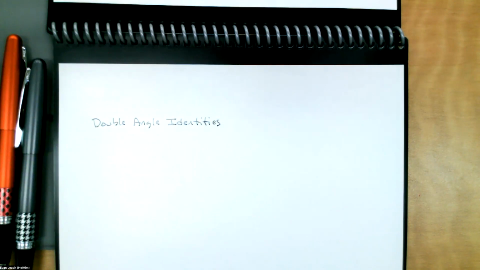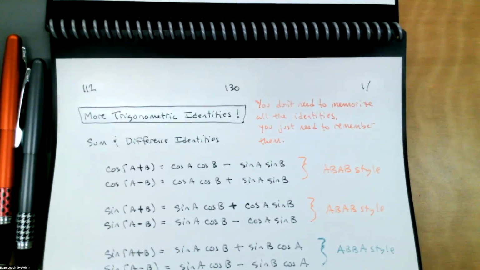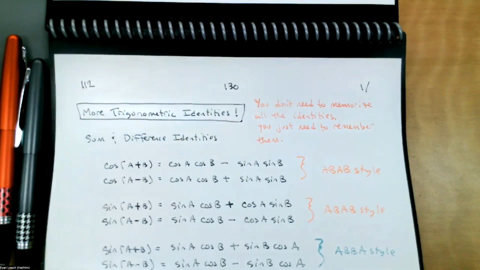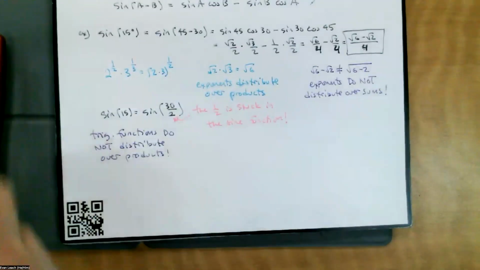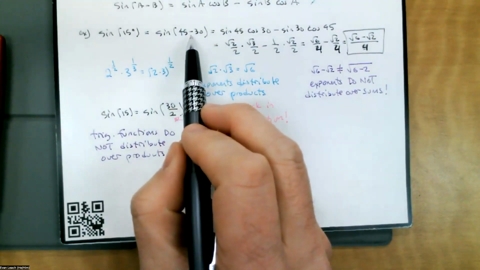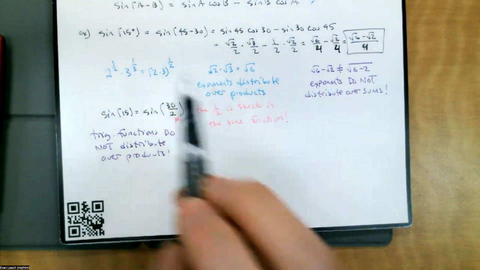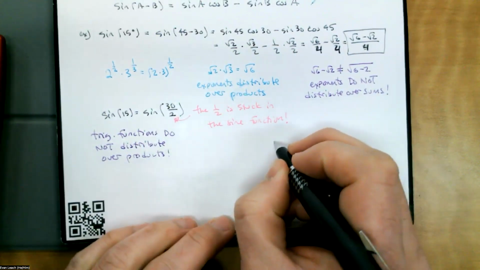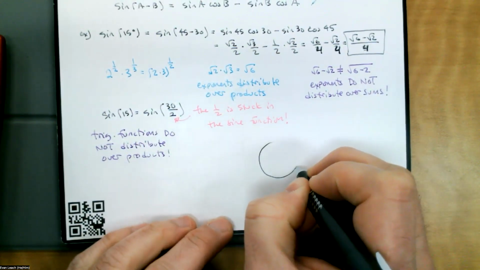A and B are just any two angles. Yeah, it could just be like we're adding or subtracting two angles, like we did with this 45 and the 30. But we could also imagine angles on the unit circle.